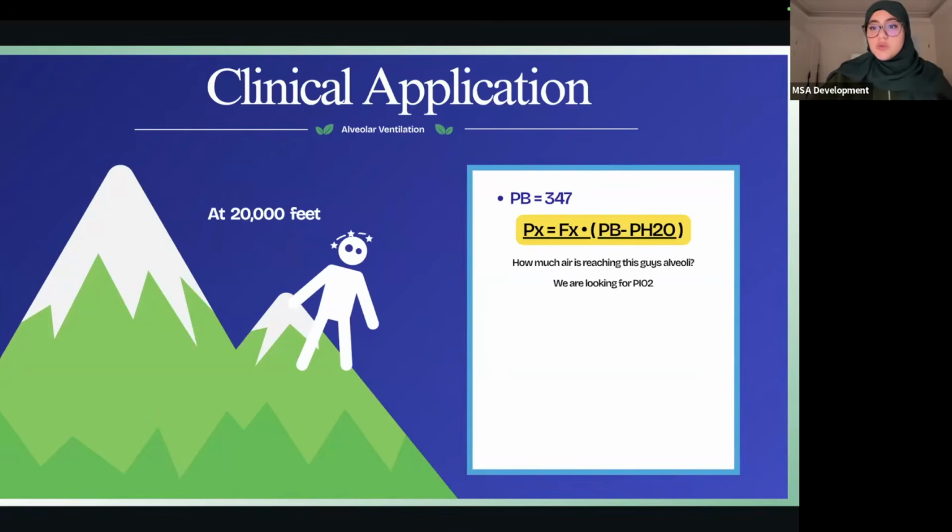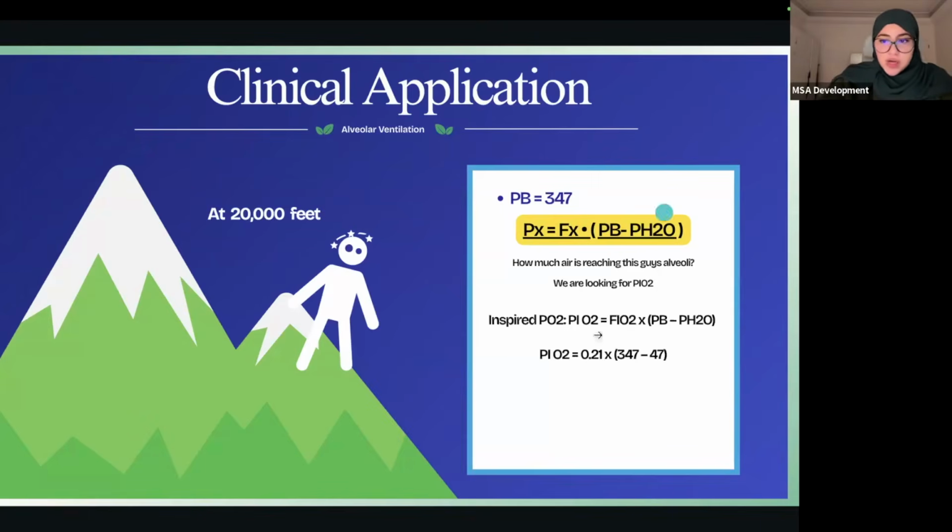So if you want, you can take a second to apply this rule. As I said to you before, I'm just going to sit here for a second so you can calculate it. Okay, so what's happening here is that his inspired oxygen is equal to the fraction of oxygen times the atmospheric pressure, which is 347, minus pH2O, which is 47. So you have to do 0.21 times 347 minus 47, which is just 0.21 times 300. And that equals 63. And that is really bad because this is the normal range.